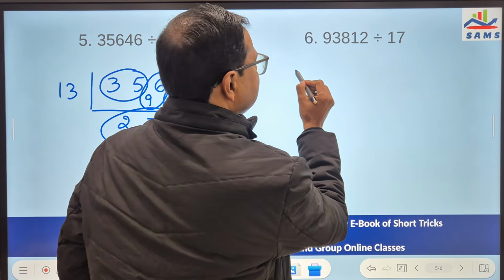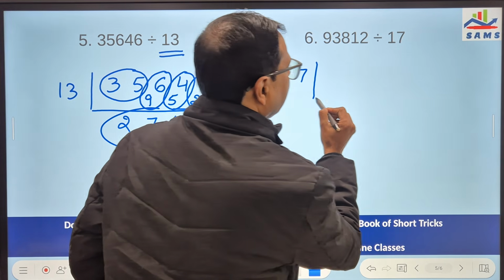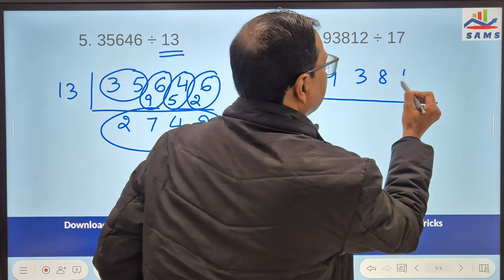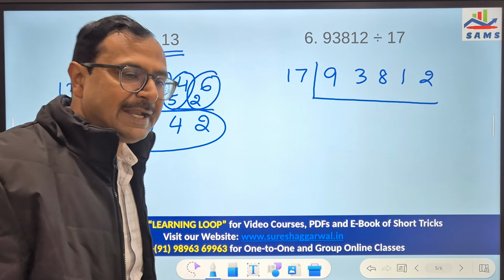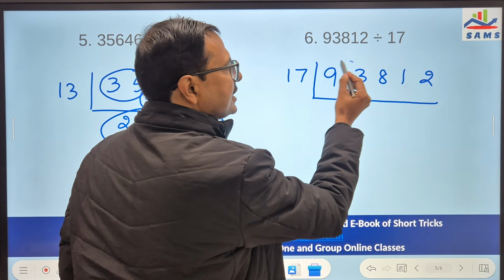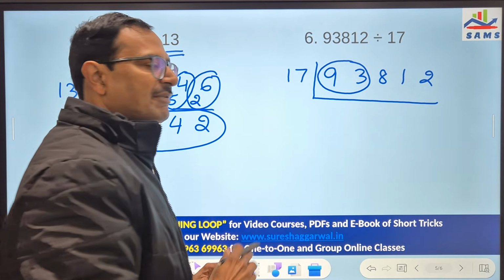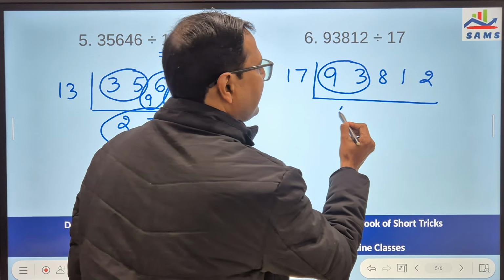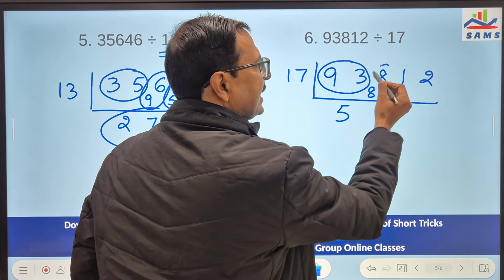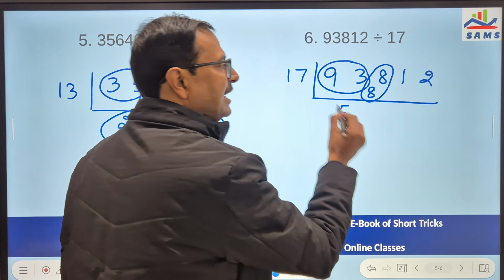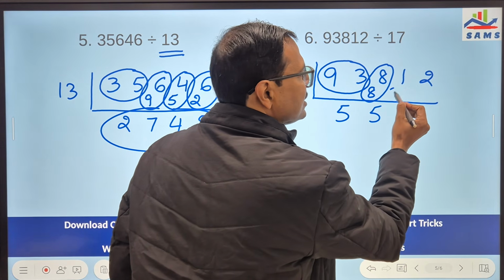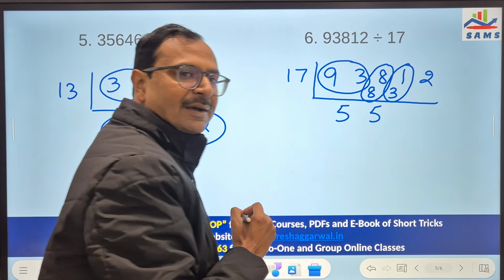Likewise, 17 is the divisor now, a big number, and I have to do 9, 3, 8, 1, 2. Now I should know 17 times table. Now 17 doesn't divide 9, so I have to consider 93 first. 17 fives are 85. 93 minus 85 is 8. So I will consider 88 now. 17 5 times again 85. 88 minus 85 is 3. So I will write 3 and consider 31.